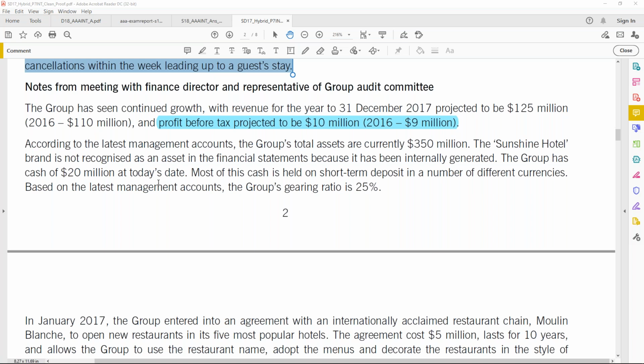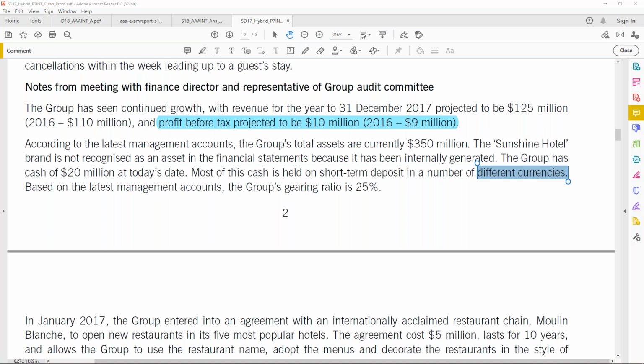Most of this cash is held on a short-term deposit in a number of different currencies. Now that's a risk of material misstatement, right? Since you hold the cash in different currencies, you have a foreign exchange risk, which can also impact your profitability. It is also an IAS 21 risk, in how you use the exchange rates for conversion. So you can account for this risk in IAS 21 as well.